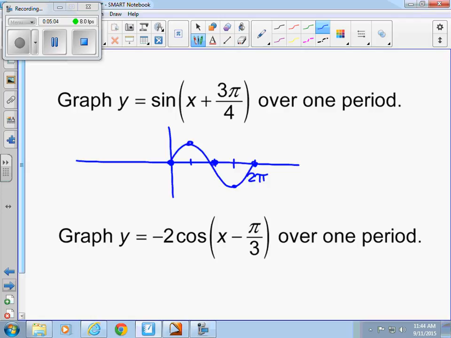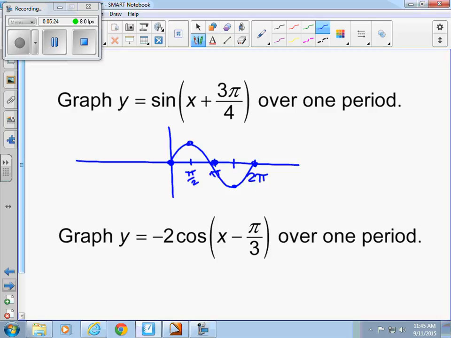The question asked me to move it left 3 pi over 4. That's where it gets a little tricky because I need to know how far that is. So I'm going to have to find out how far each one of my tick marks is, right? Well, what's this? Pi. And this is... I'm moving pi over 4s.